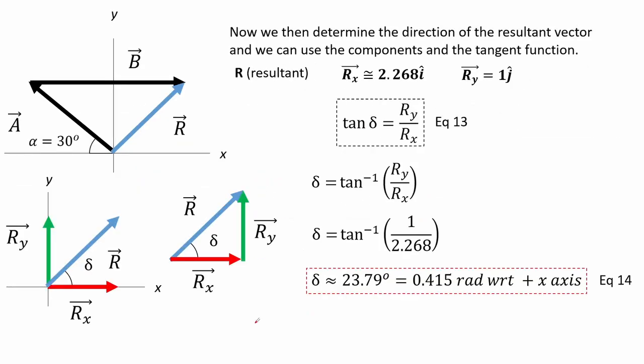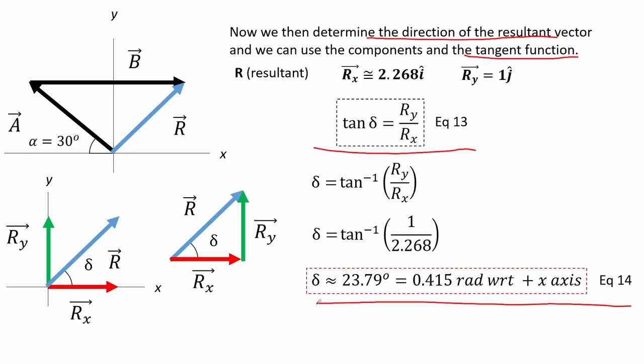Now we determine the direction of the resultant vector and we can use the components and the tangent function. Using equation 13, which is the ratio of the opposite length over the adjacent. So for the angle gamma this would be R of y over R of x. So the position of the resultant is given in equation 14 both in degree and radian mode, and it is measured with respect to the positive x-axis.